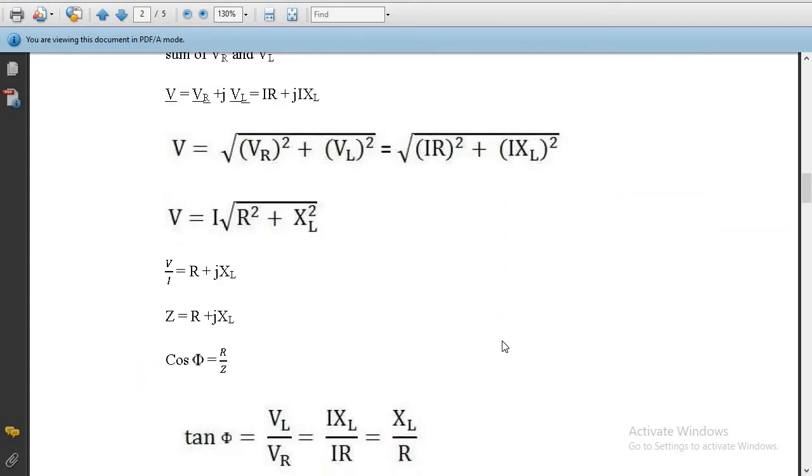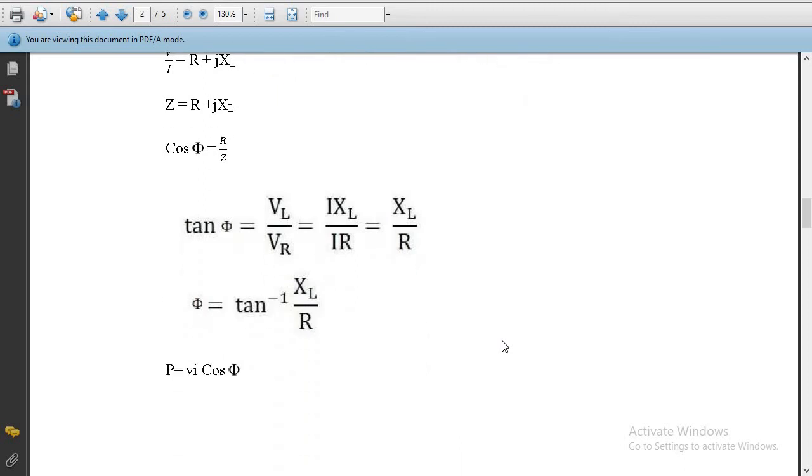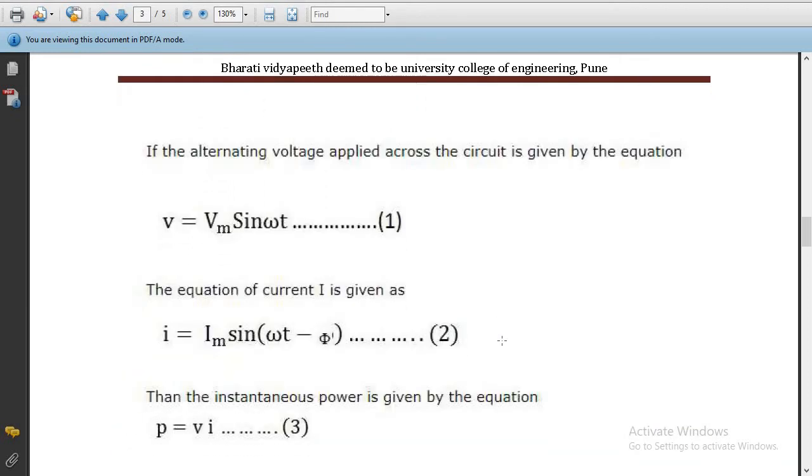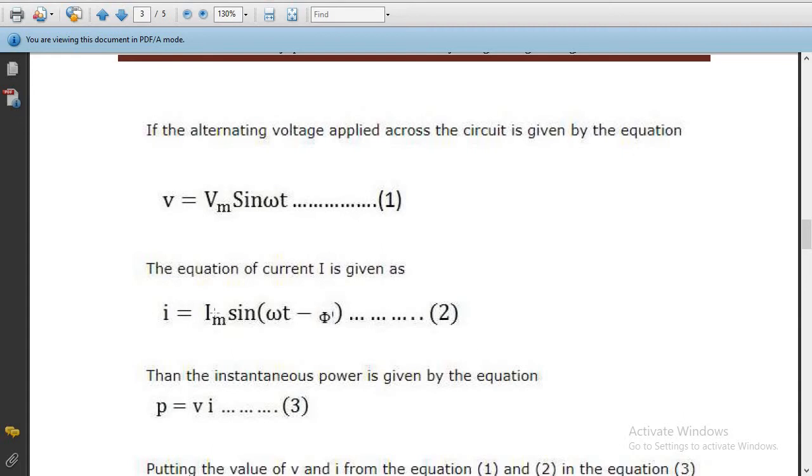So I suppose we had gone up to this. Yes, now let us talk about power. So power is equal to VI cos phi. If I want to write it in instantaneous form, I will write V as Vm sin omega t and I as Im sin(omega t minus phi). Why minus phi? Because we are talking about inductive circuits. So in this case the phase angle will be minus phi, but it is no longer 90 degrees.